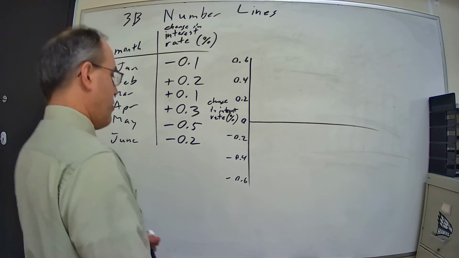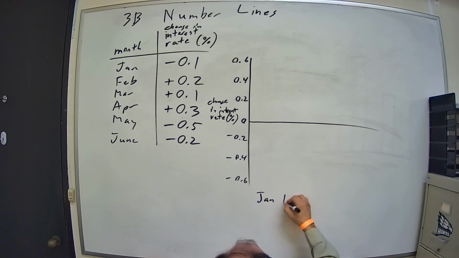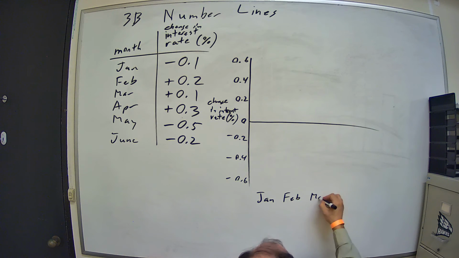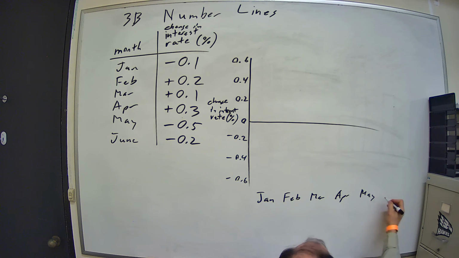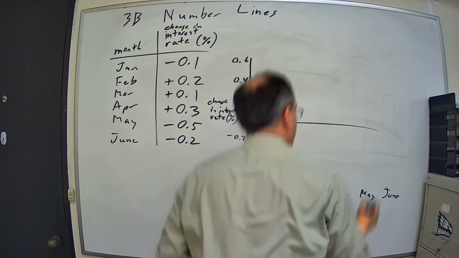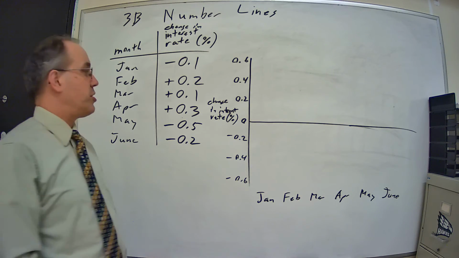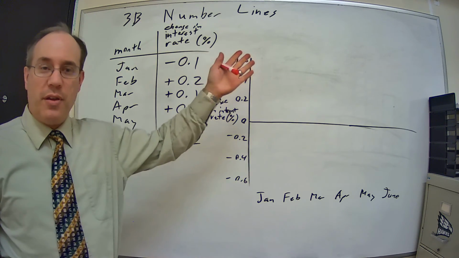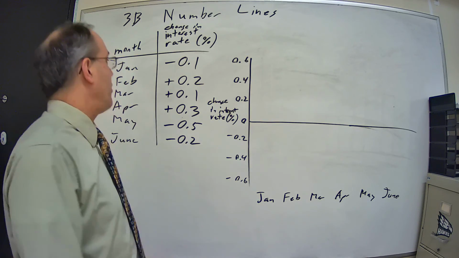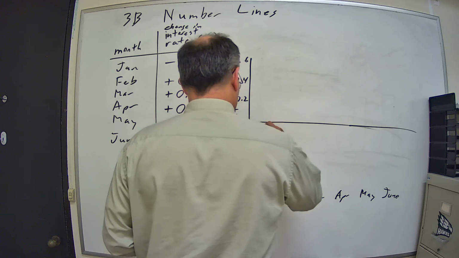And then we're going to have January, February, March. So I'm going to have to put those down here. January, February, March, April, May, June. So I've got all those there, and now I'm just going to graph it like I did before, but positive numbers are going to go up. Negative numbers are going to go down.